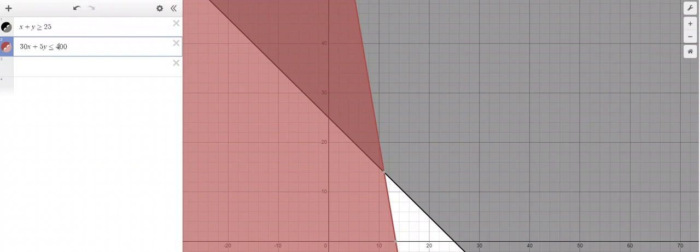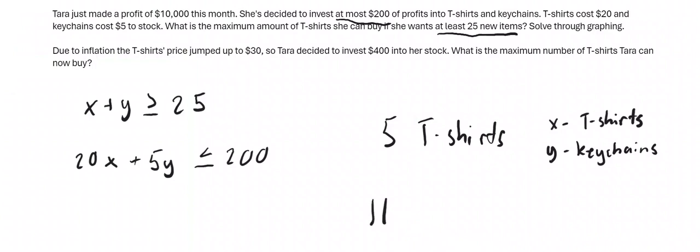So now we're going to look for the highest x value here. It's going to be right at this point. So now she can buy 11 t-shirts and 14 keychains. So if the t-shirt price jumped up a little bit and she decided to invest more money into her stock, the maximum number of t-shirts she could now buy would be 11 t-shirts. So that's all there is to it.